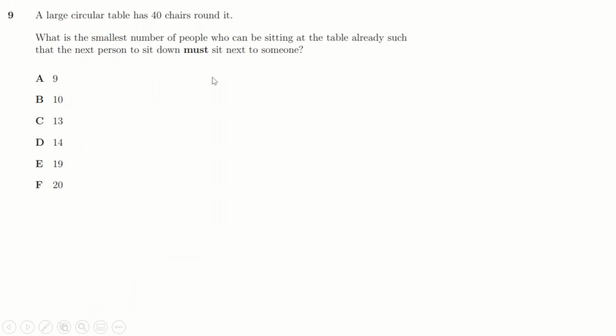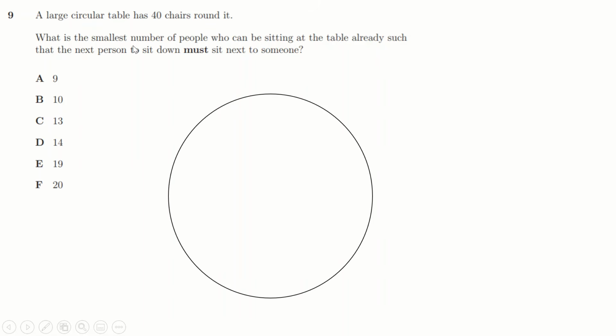Okay, number 9, circular table. There's my round table. What's the smallest number of people sitting so that if someone sits down, they must sit next to someone? Now, initially, you kind of think, well, okay, so you just set them up. So this represents someone sitting down. This is an empty chair. Sitting down, empty chair, all the way around.